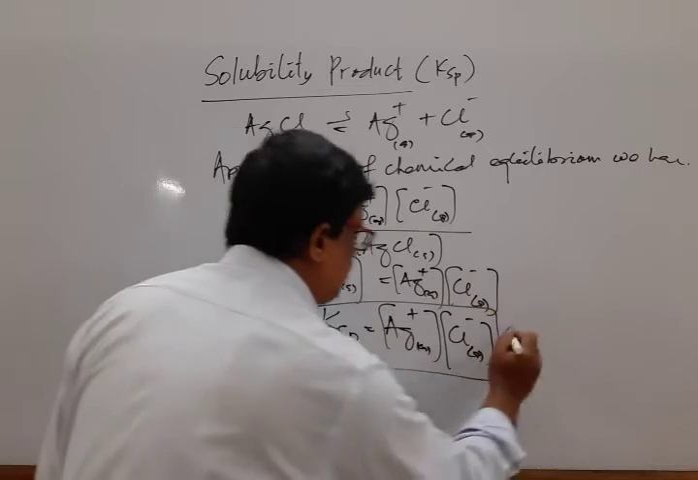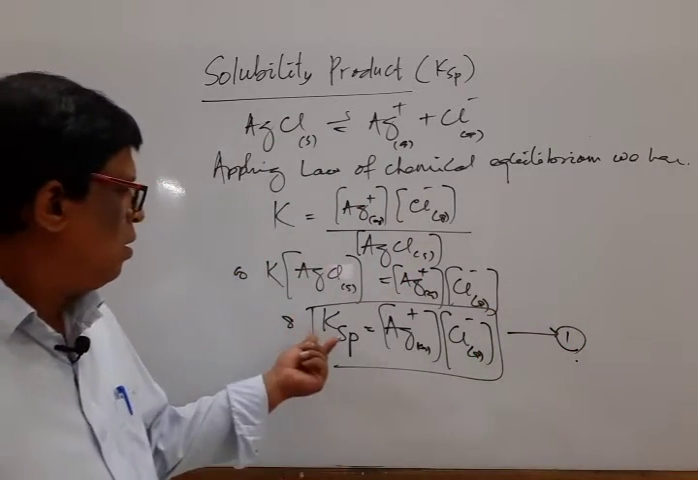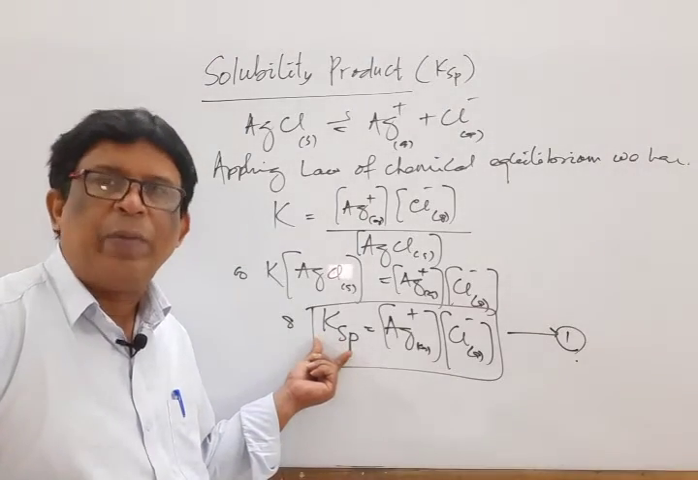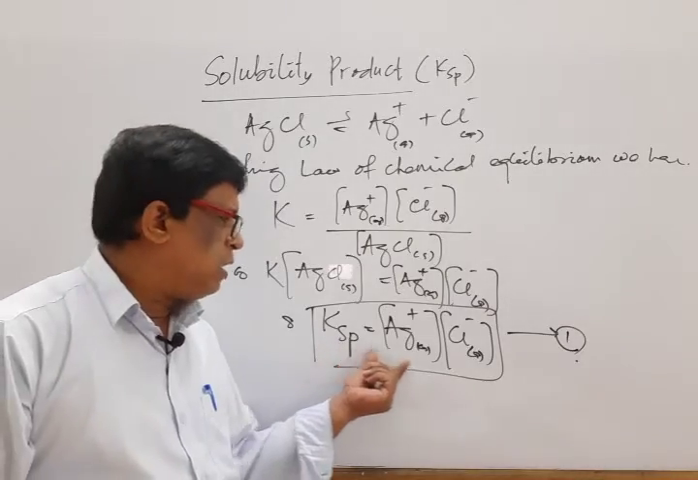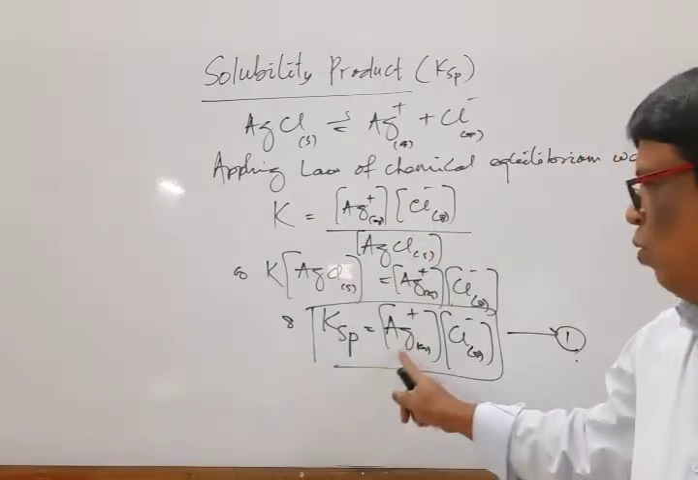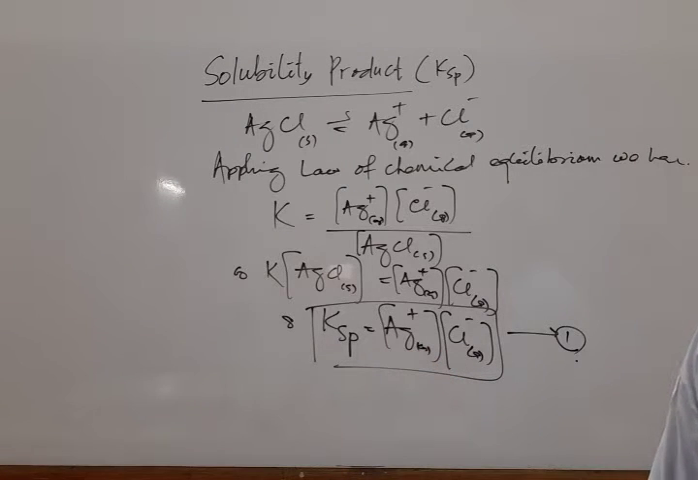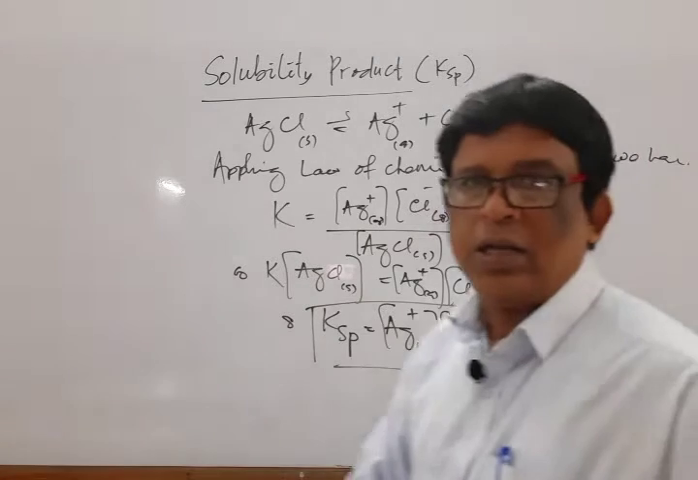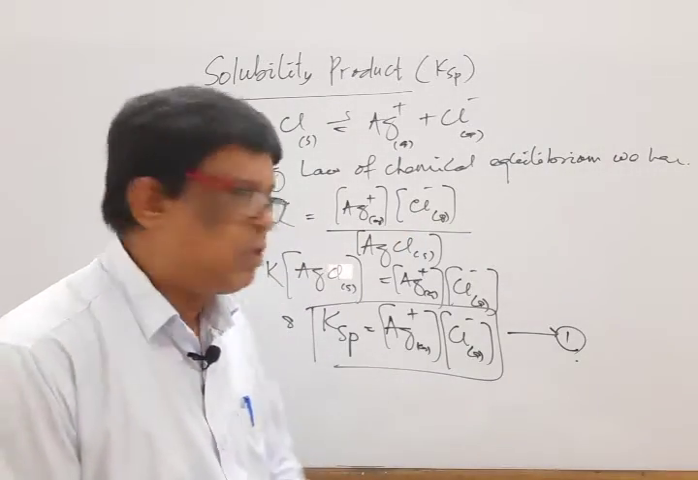From this equation it is clear that the solubility product of a sparingly soluble salt may be defined as the product of the molar concentration of each ion represented in a balanced chemical reaction. Let us consider another way: a symbolic representation of a sparingly soluble salt.